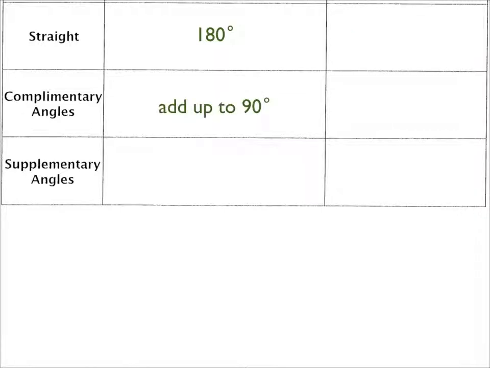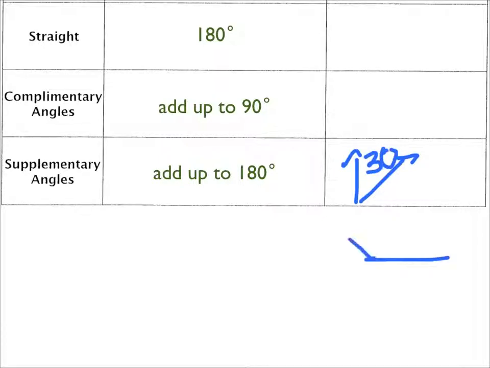Complementary angles add up to equal 90 degrees. They do not have to be attached, they can simply be two angles. If this angle is 30 degrees, then its complement is 60 degrees. Together they add up to be 90 degrees. And finally, supplementary angles add up to be 180 degrees. So once again, if I have a 30 degree angle, then its supplement would be a 150 degree angle. They have to add together to be 180.